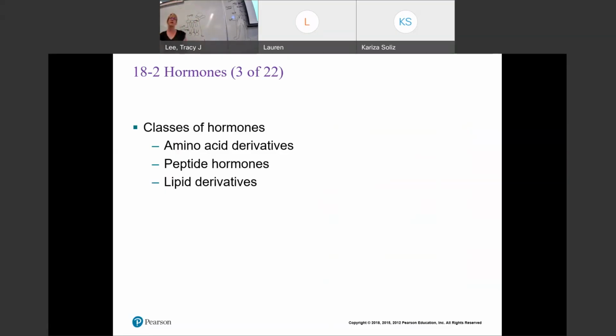If I pour fat oil on water, does it have a charge? What's it do? It floats on top, right? It doesn't mix in, which means it has no charge. So if it has no charge, it will diffuse right through the cell membrane. So lipid-based hormones will go right into the inside of the cell. Oftentimes they affect the DNA directly inside of the cell.